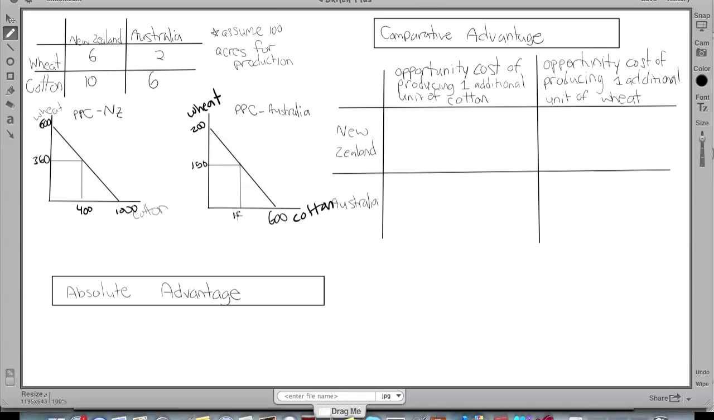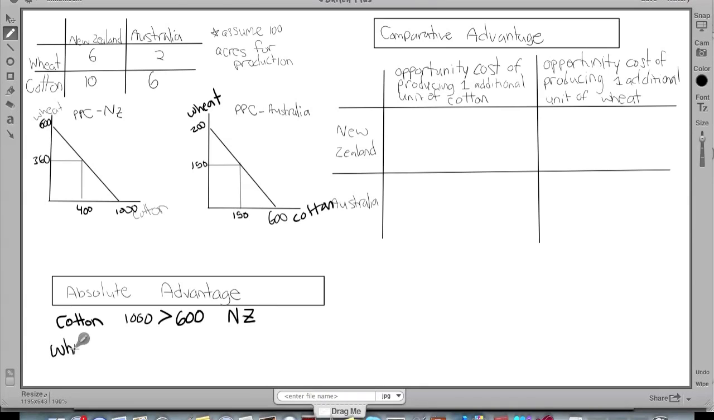150 and 150. Okay, so for absolute advantage, all we're doing is looking at the extremes on each graph and comparing them, and whoever can produce more has the absolute advantage. So if we look over here, we're gonna go, okay, so let's do cotton first. Okay, so we're gonna look at the x-axis. So New Zealand can produce 1,000 and Australia can only produce 600. So 1,000 is greater than 600, which means that New Zealand has the absolute advantage.